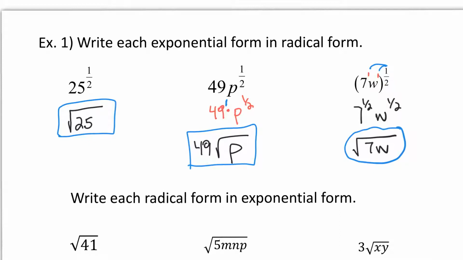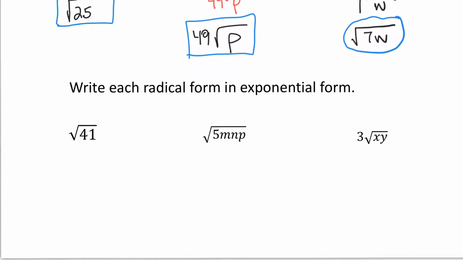Now let's go ahead and do the opposite. If you want to write a radical, so all of these are radical form because you have a square root, you want it in exponential form. So first you need to know what exponent you need. And notice all of them have a square root. So we need an exponent of 1/2.